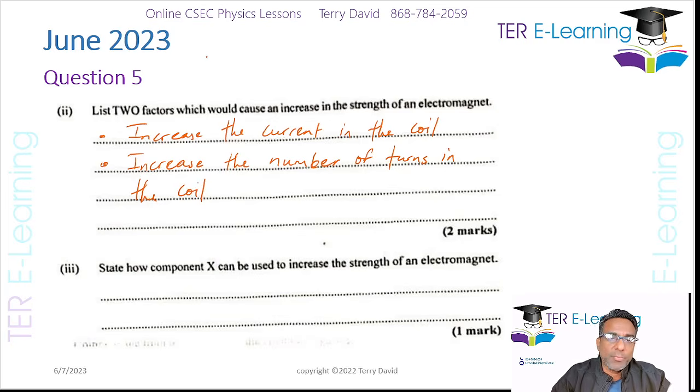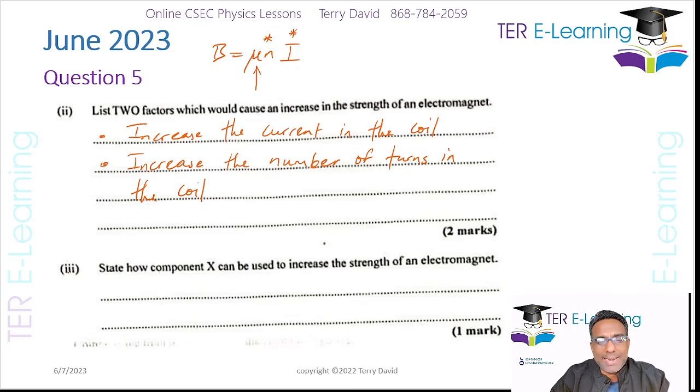Because there is a formula that determines your magnetic field. You don't need to know the formula, but it is mu N I. So it depends on the number of turns. It depends on the material itself, and we're already using soft iron. And it also depends on the current.